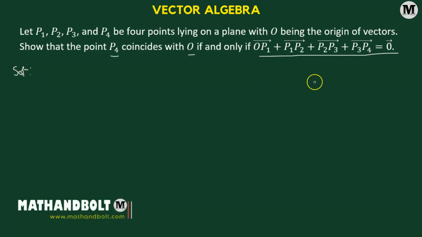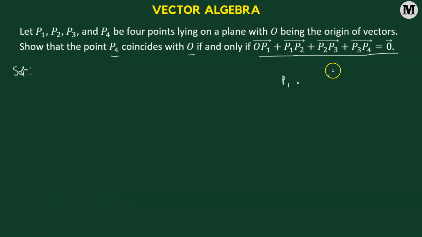So here we will be considering 4 points. Let's say we have point P1, P2, P3 and P4. These are the 4 points, and then we're going to consider a point O, which is going to be the origin of vectors. That means if we draw a vector joining point O and P1 and another vector joining O and P2, O and P3 and O and P4, then they are going to have a common initial point, and that's going to be the origin O.